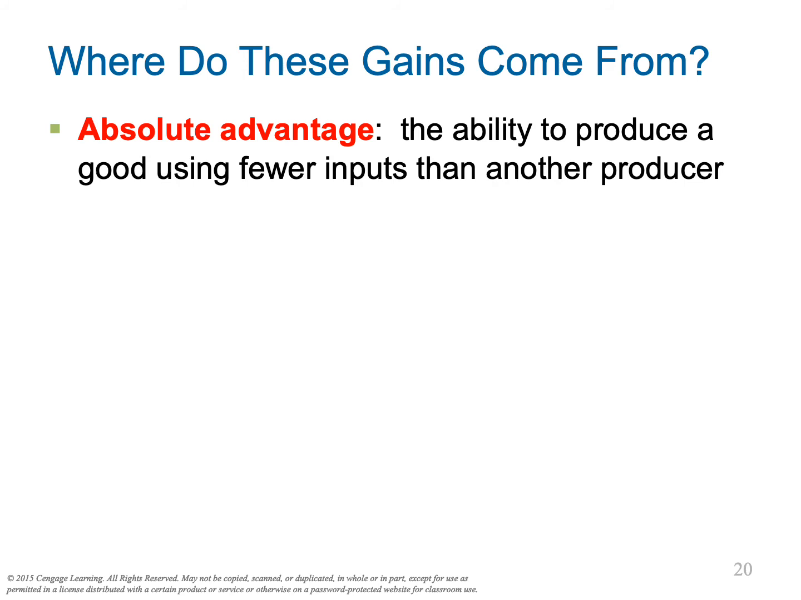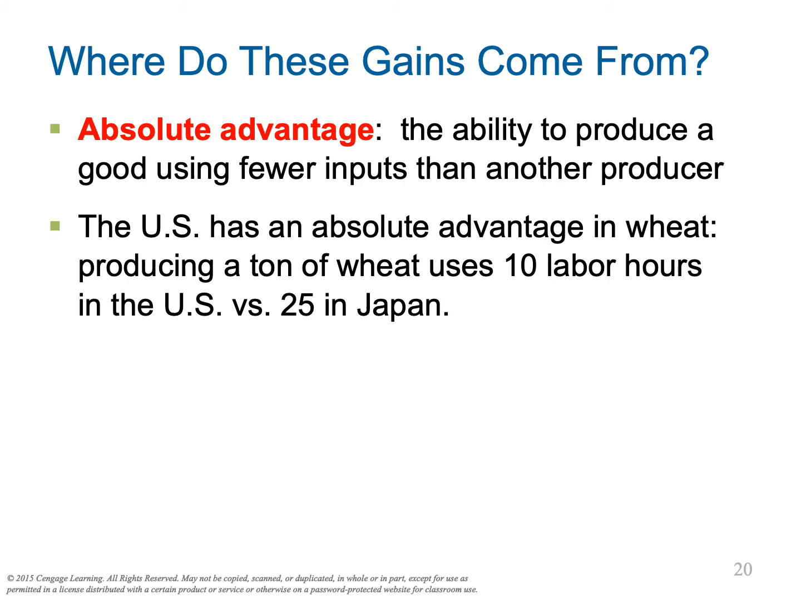So in this example we've been looking at, the U.S. has an absolute advantage in wheat because producing a ton of wheat uses 10 labor hours in the U.S. versus 25 in Japan. So the U.S. doesn't have to use as many resources in order to produce a ton of wheat. Japan has to use more resources.